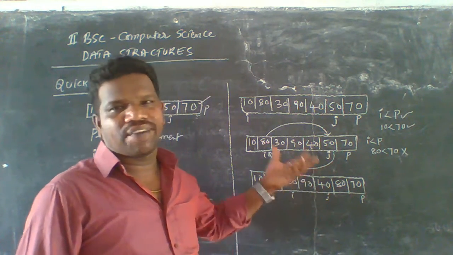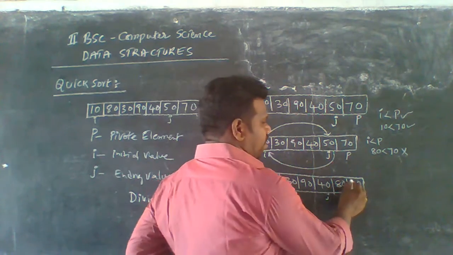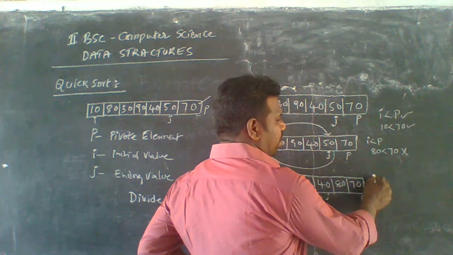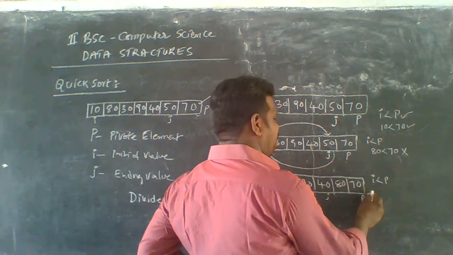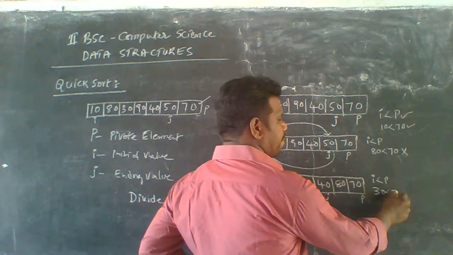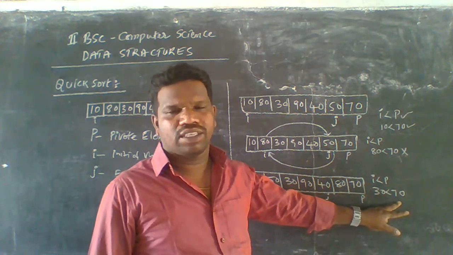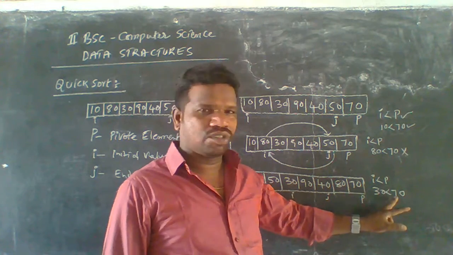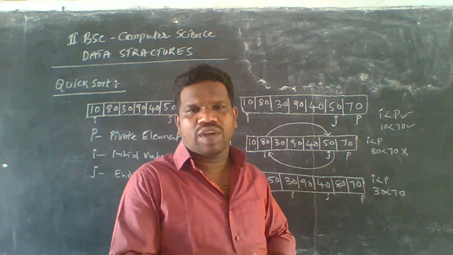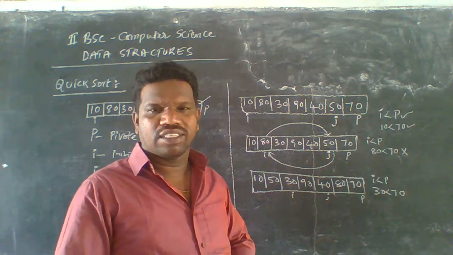Okay, and again we can check the condition: 30 is checked with the pivot number 70. That means the i value is checked with the pivot number here. Okay, what is the i value here? The i value is 30 and the pivot number is 70 here. The condition is true. Whenever the condition is true, we have to leave that session here.